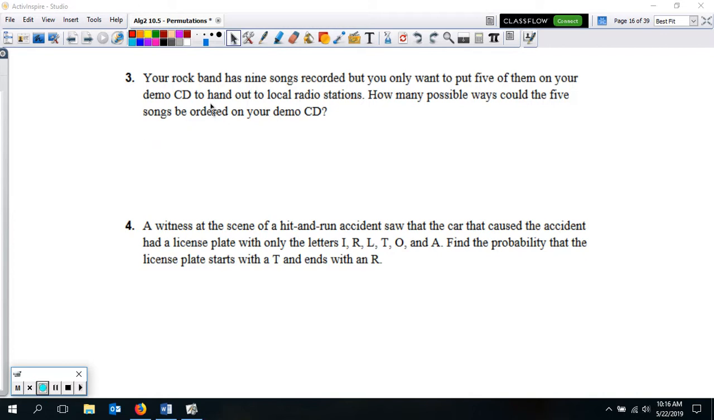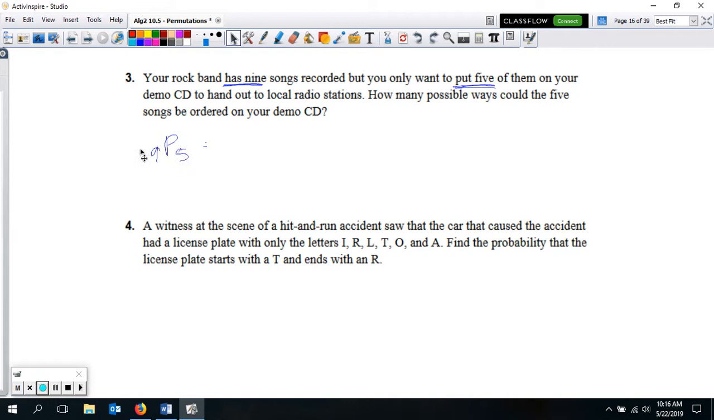So we can say, well, how many songs do we have? We have 9 songs, so that's what we have. How many are we going to put on the CD? We're going to only put 5 of them. So your notation for this would be 9P5, for permutation or picking 5. You have 9, but you're going to pick 5. That's kind of how you think of it. P kind of stands for picking: 9, picking 5.